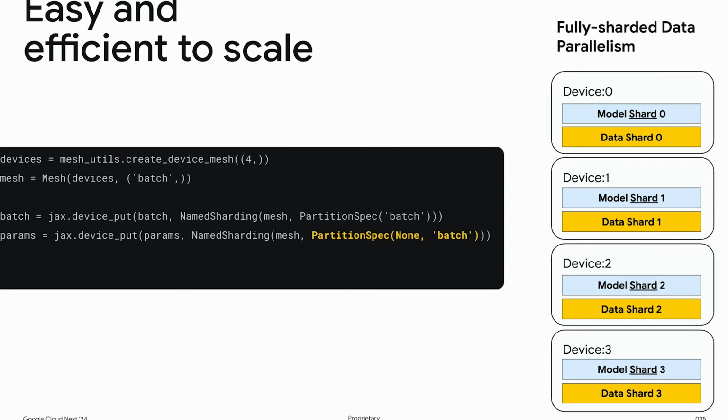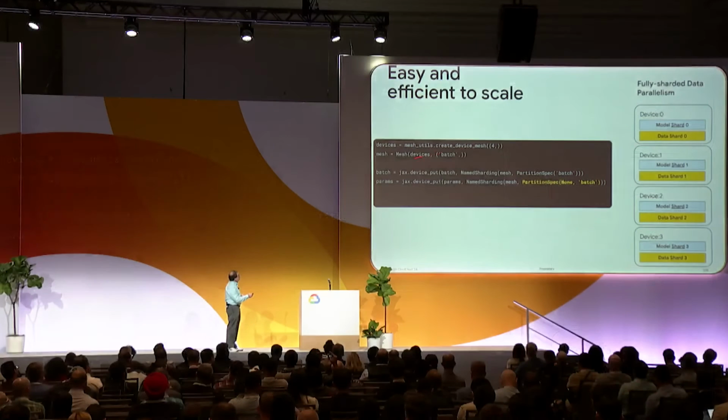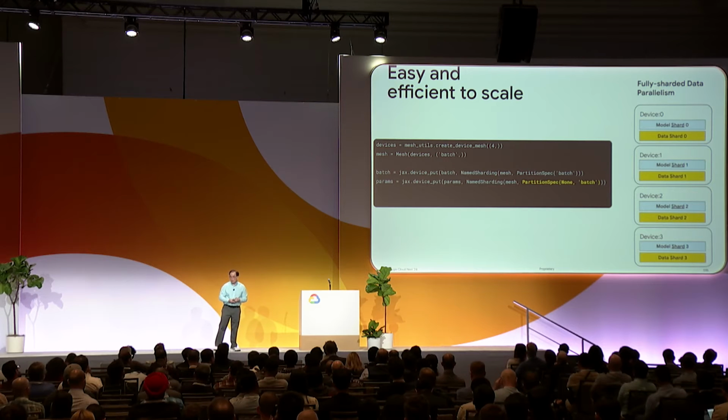If we look at fully sharded data parallelism, FSDP, it is very similar as far as the code. There's a slight change here. Now we're passing it this batch from our mesh in our partition spec, and now we've moved from data distribution to FSDP.